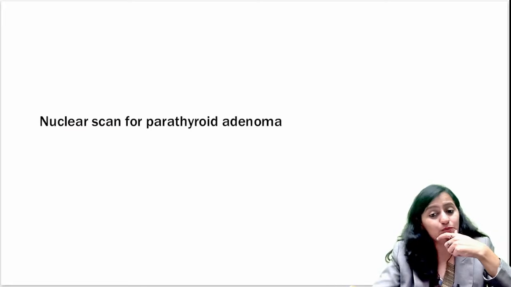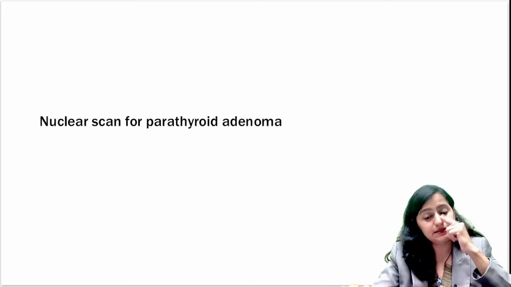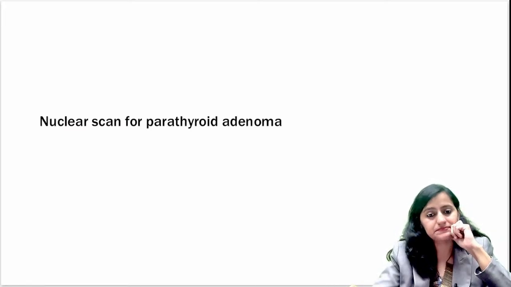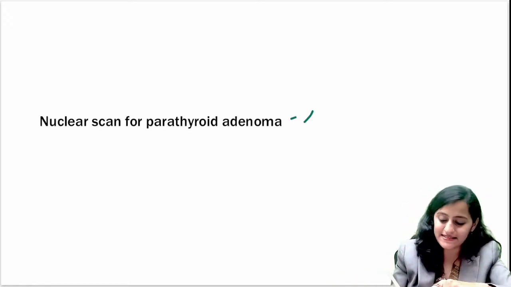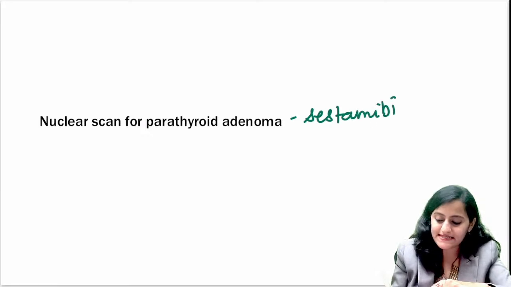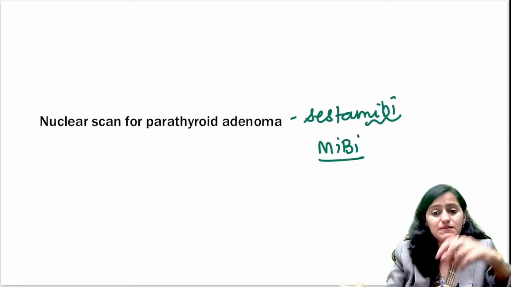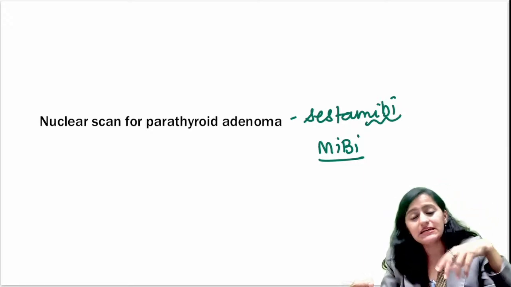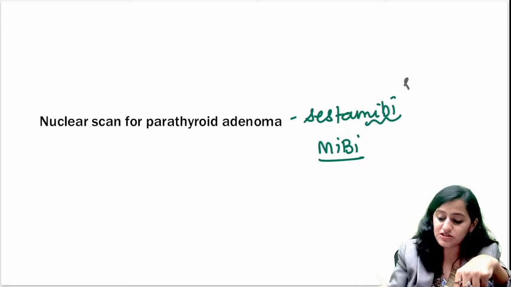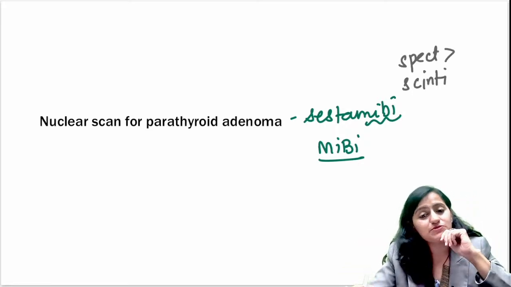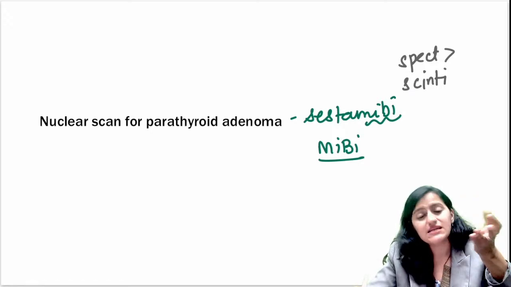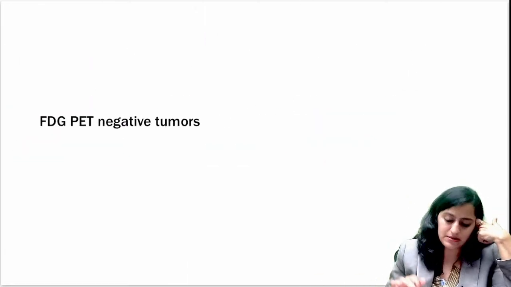Right. Next one, what nuclear scan is done for parathyroid adenoma? Nuclear scan, this is like the favorite for the examiners. It is the sestamibi scan. Sometimes in the exam they can just give it as MIBI. And even in sestamibi you have SPECT and you have scintigraphy, right? As in INI-CET, these two were the options. Which is better? Scintigraphy or SPECT? SPECT is going to be better than scintigraphy because SPECT is like a CT and scintigraphy is like an X-ray. CT gives a better resolution, so SPECT is going to be better.